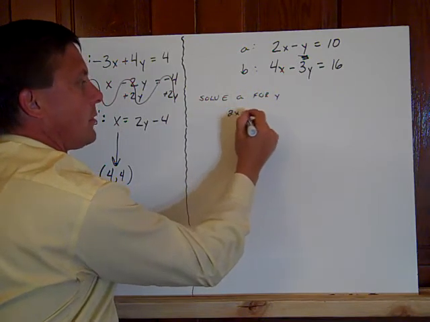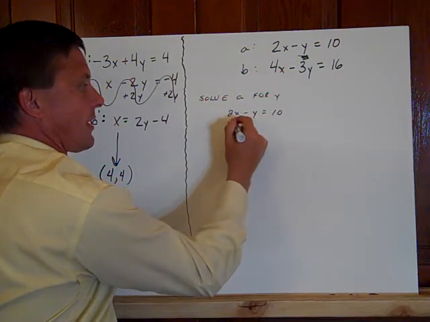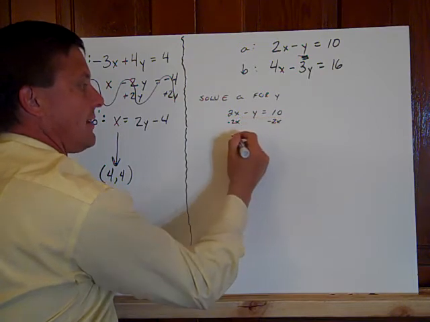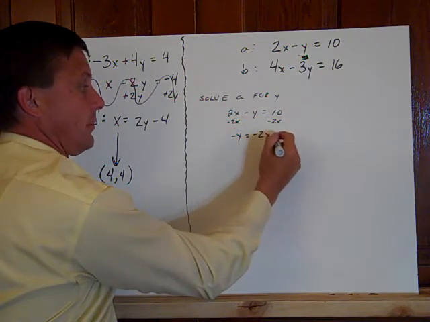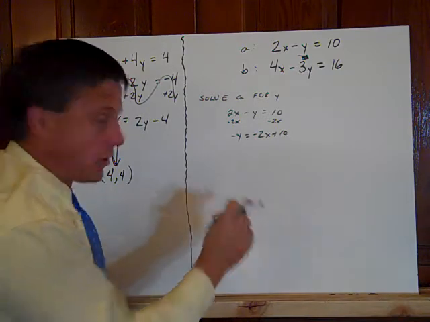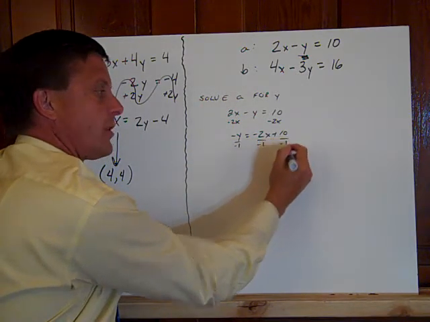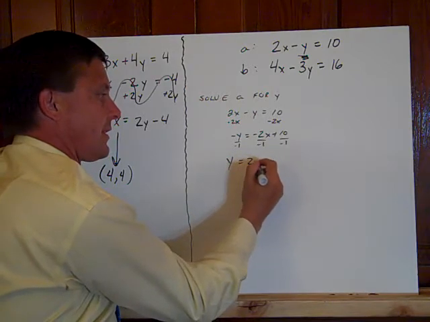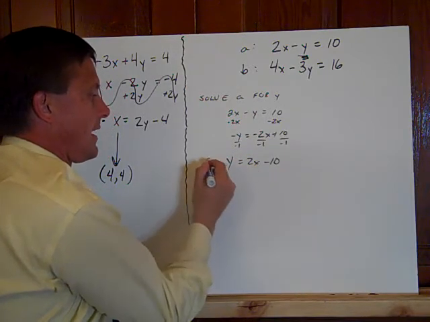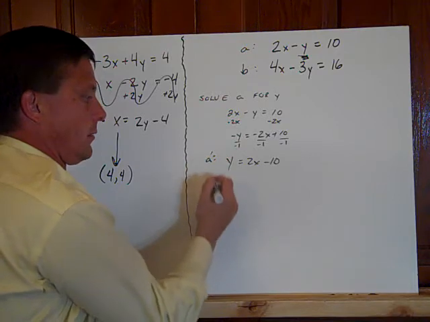I'm going to move the 2x to the other side by subtracting 2x. Negative y equals negative 2x plus 10. I'm going to divide all three terms on both sides by negative 1 so I can make y positive, and this is one of the big errors. So I get y equals 2x minus 10. Now I have what I'll call A prime. Now I have B.